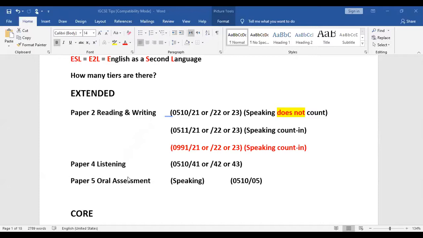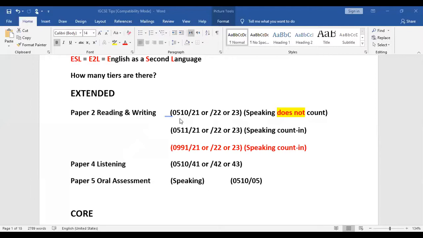If paper five is not there, it's not considered, and speaking doesn't count. As you can see from the slide, we have three codes now: 0510, 0511, and 0991. There used to be 0510 and 0511. They are typically the same papers, the same questions, the same content. The only difference is that in 0511, speaking counts. So you have paper two out of 80 marks, representing 70% in 0510, and paper four out of 40 marks, representing 30%. This is if your exam code is 0510.